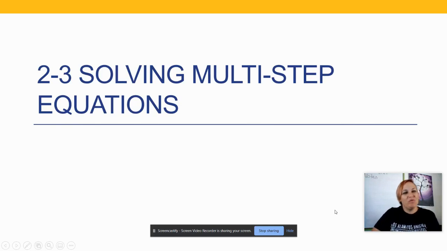Hi guys, we're moving on today to our next section, which is 2-3. 2-3 is solving multi-step equations.